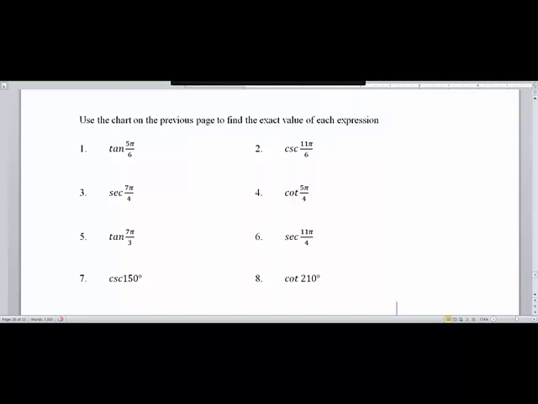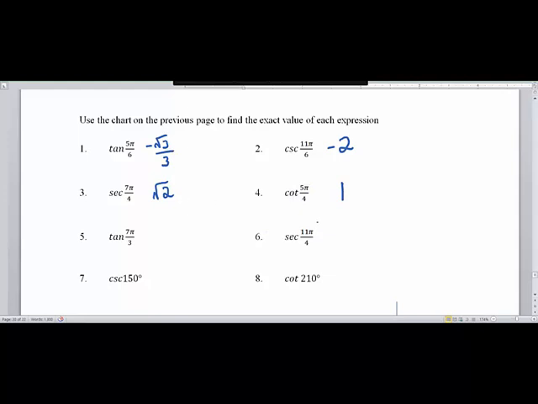So we look up 5 pi over 6, and we see that on the unit circle, the tangent value is negative square root of 3 over 3. We look up 11 pi over 6, which is at 330 degrees, so that's negative 2 for the cosecant value there. The secant value is square root of 2. The cotangent value at 5 pi over 4 is 1.